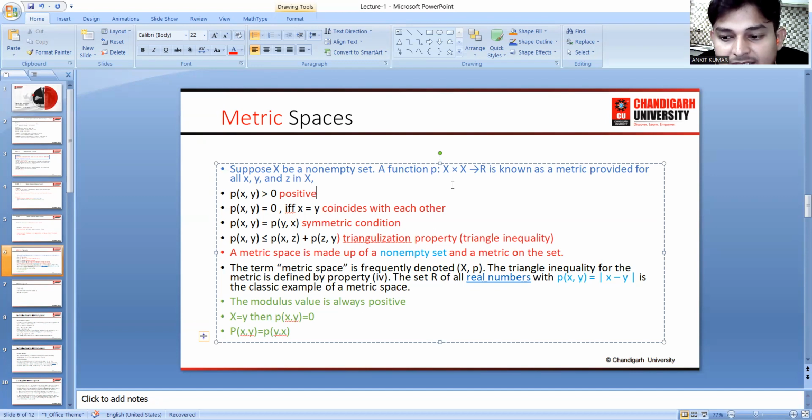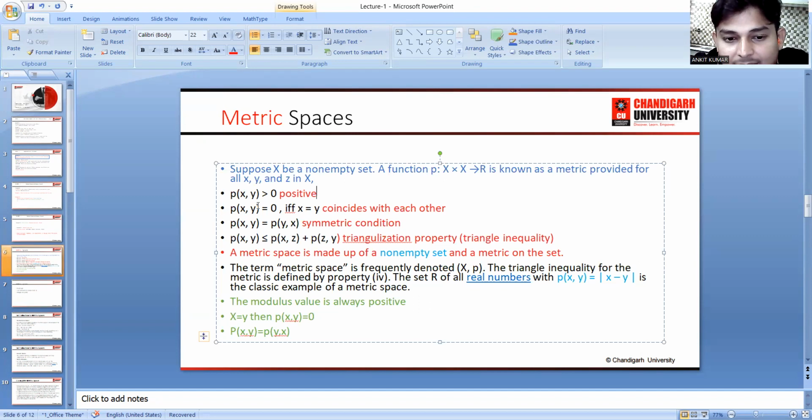Suppose capital X be a non-empty set. A function P such that X cross X to R is known as a metric provided for all X, Y, and Z: First of all, the metric P of X comma Y is greater than 0, is positive. Second, P of X comma Y is equal to 0 if and only if X is equal to Y, coincides with each other. Third, P of X comma Y is equal to P of Y comma X. This is the symmetric condition. And fourth is the triangle property, the triangle inequality.